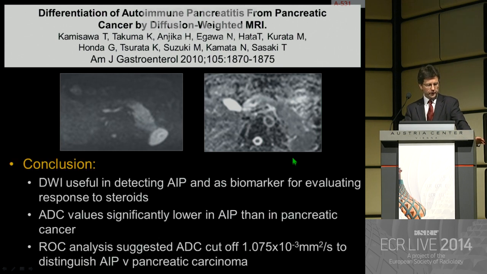And there's been some discussion suggesting whether we can use the ADC values, which we think may be significantly lower in AIP than in pancreatic cancer. The issue is this hasn't been borne out in other papers, and there's certainly a significant overlap between DWI of AIP and also pancreatic cancer. However, DWI may be able to be used as an imaging biomarker for evaluating response to steroids, treatment response.